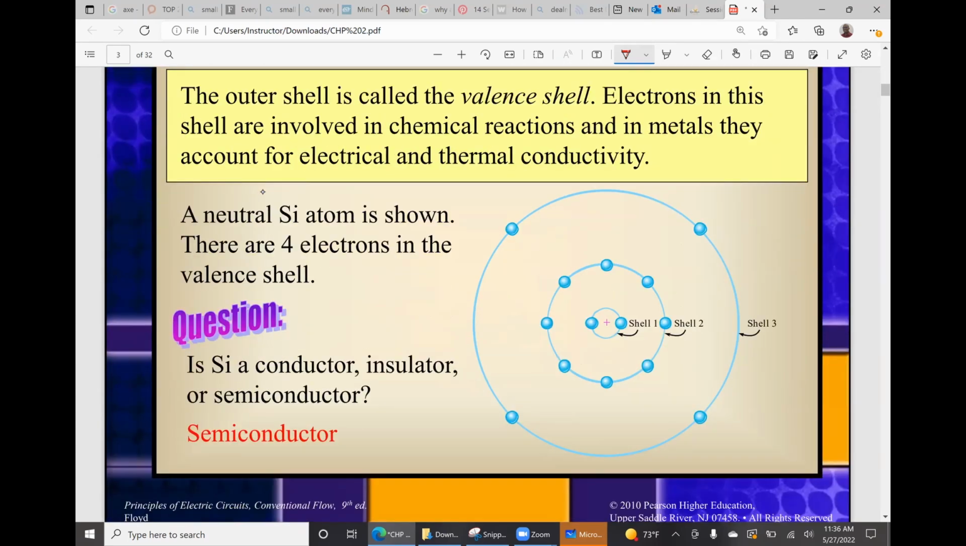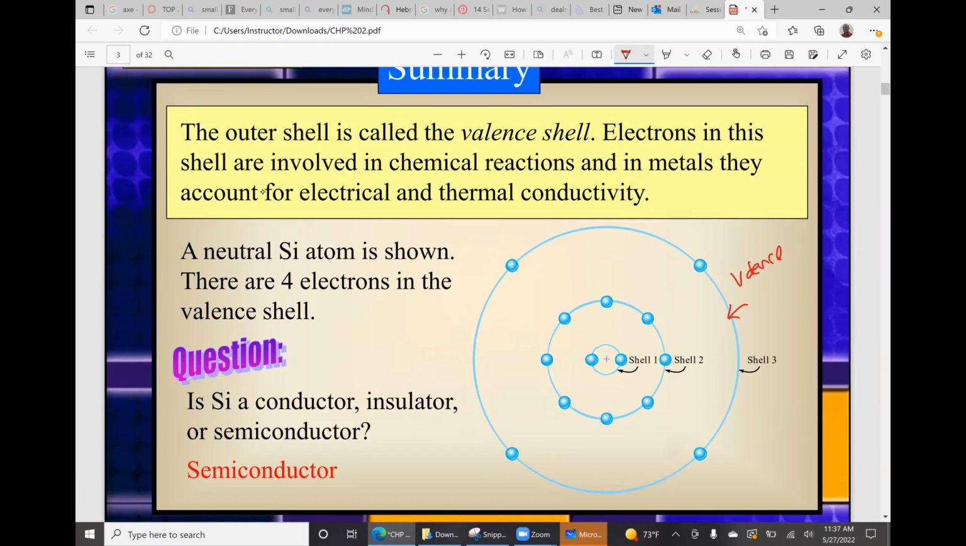Let's continue. The outer shell, the last shell, we said this is the valence shell, right? So the valence shell is what is involved in most reactions. And this is what accounts for electrical and thermal conductivity, and we talked about that as well. Anytime we have a reaction, we are dealing with the electrons on this valence shell.